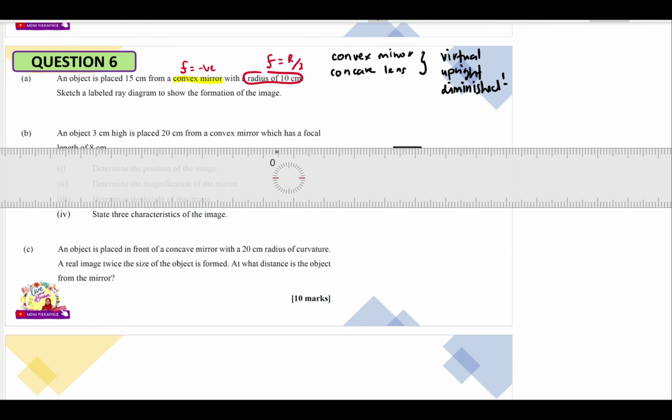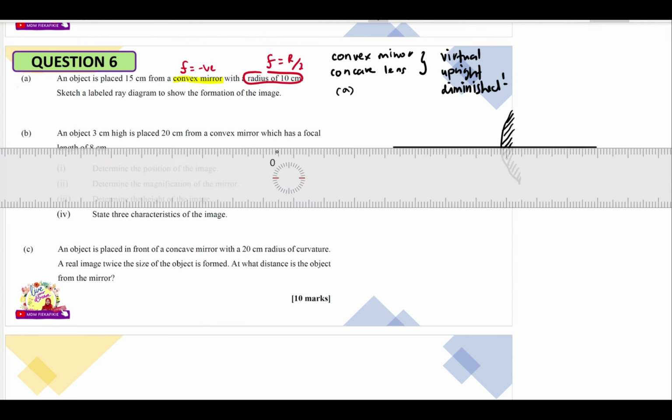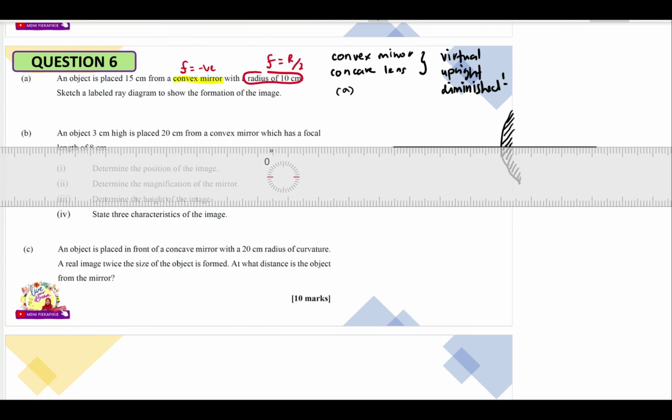Okay, and then let's take the ruler. Alright, so we try to sketch for question A. And then we have a convex mirror. Okay, so it's gonna be like this. Awak lukislah elok sikit. Kalau mirror, kita akan buat macam tu sikit. Okay, bila kita nak lukis, kita guna scale yang betul. So radius of the curvature is 10 cm. Tak perlulah you ukur sampai 10 cm.